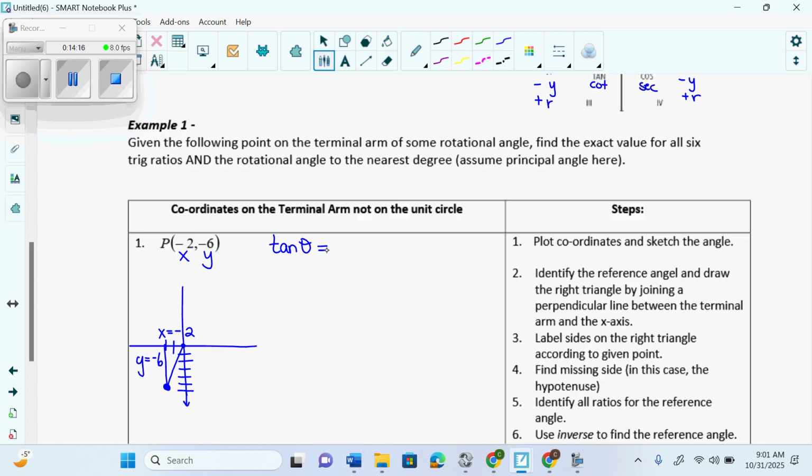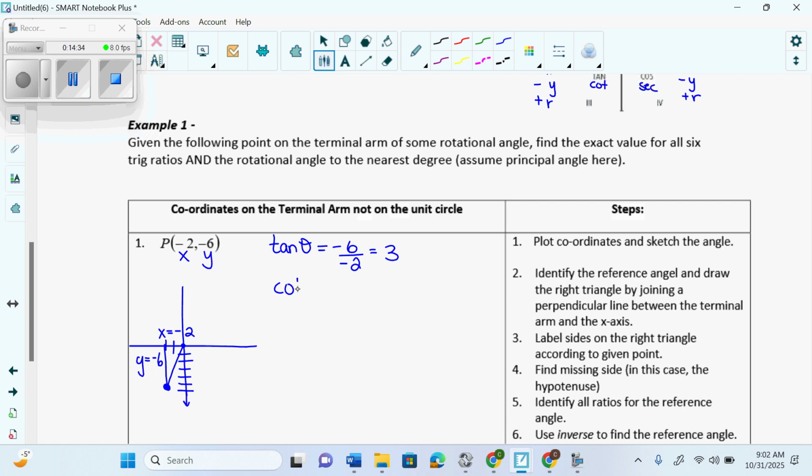Okay, so it's tan, your y over x. What's the y? Tan is y over x. Which of these is y? -6, x box. -2, which is? +3, which is good that it's positive. It should be. It's in quadrant 3.